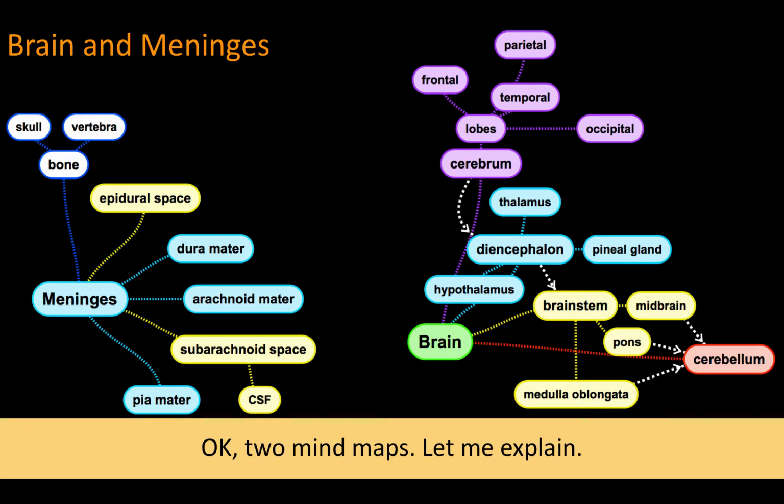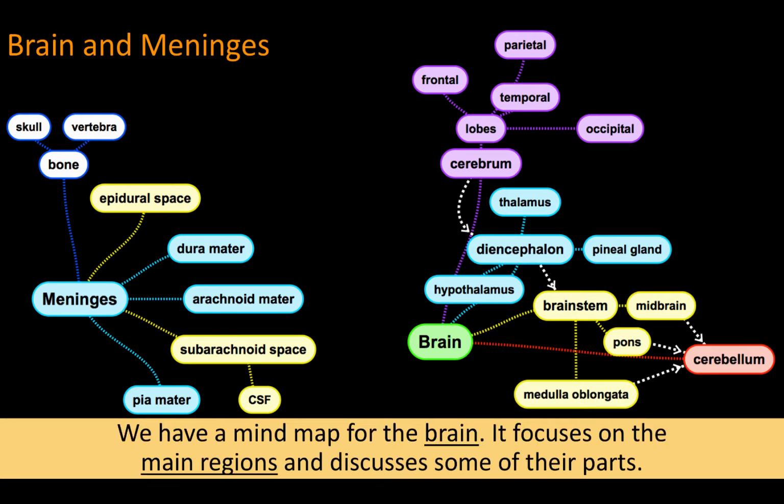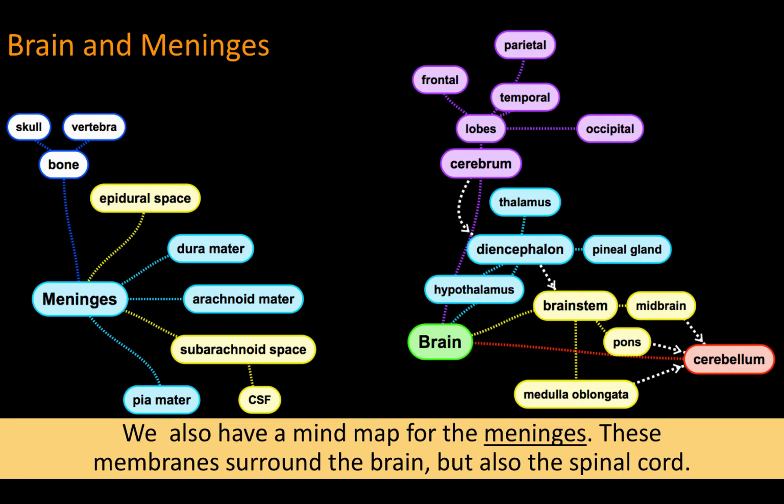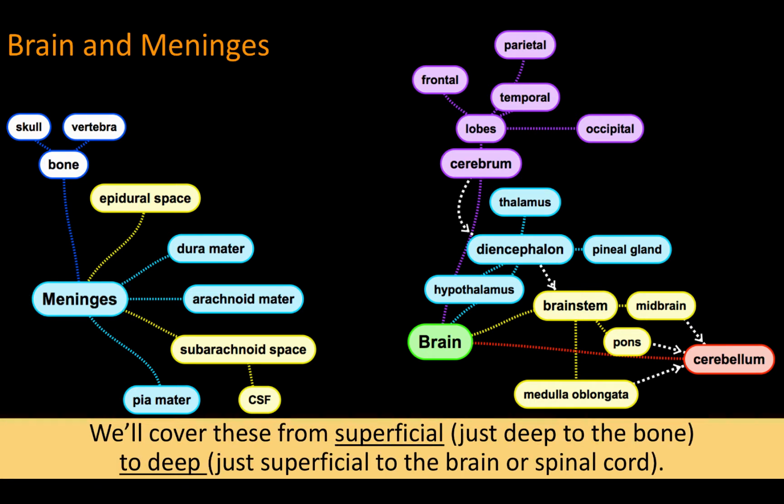Okay, two mind maps. Let me explain. We have a mind map for the brain. It focuses on the main regions and discusses some of their parts. We also have a mind map for the meninges. These membranes surround the brain, but also the spinal cord. We'll cover these from superficial, just deep to the bone, to deep, just superficial to the brain or spinal cord.